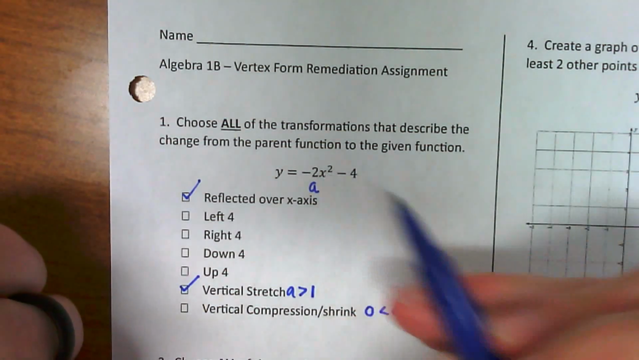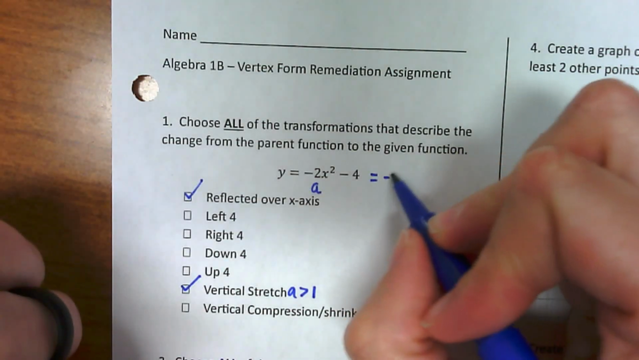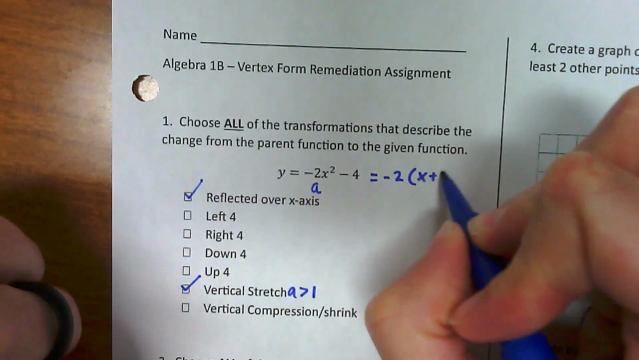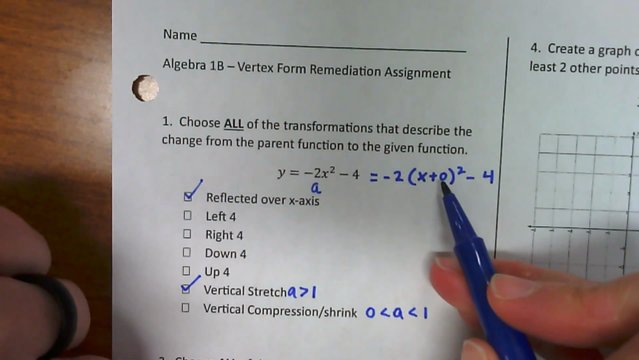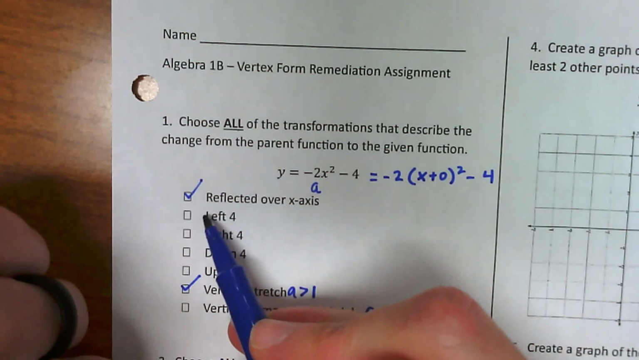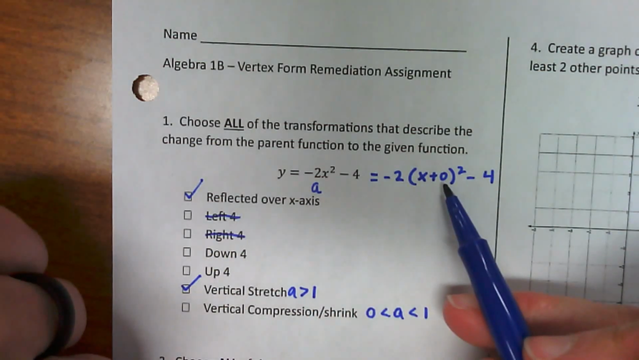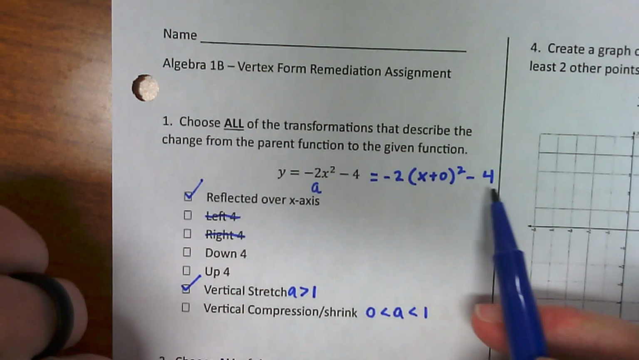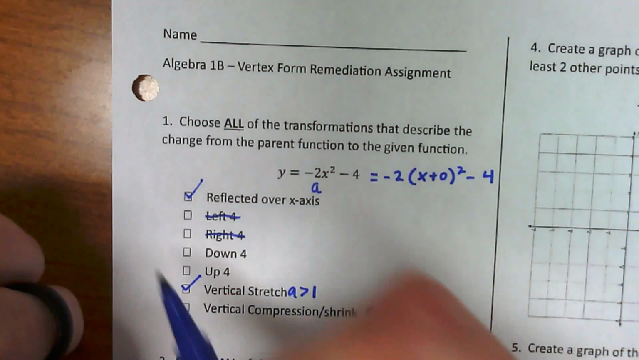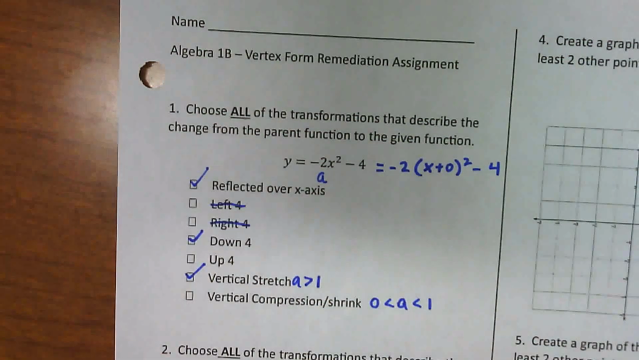There is nothing inside parentheses, meaning that this means the same thing as if I said plus 0 inside the parentheses. So that means it does not go left or right at all. It can only move left or right if there's something inside the parentheses. This minus 4 on the outside tells us it's moving down 4.